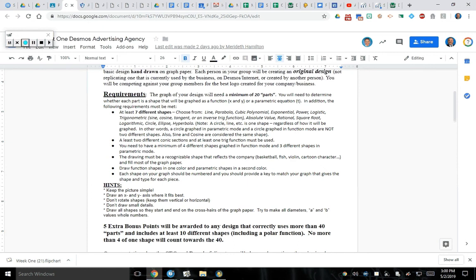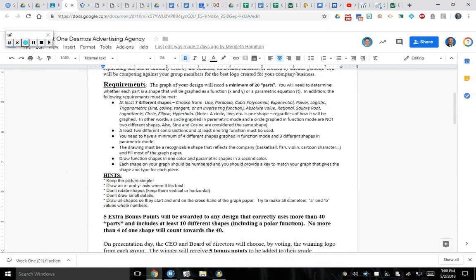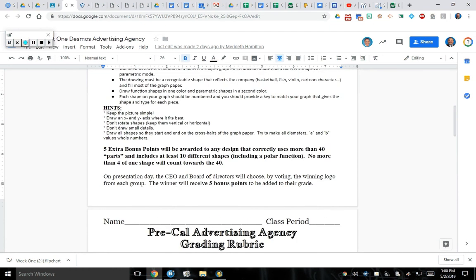Each shape on your graph should be numbered, and you should provide a key to match the graph that gives the shape and the type for each piece. We're going to keep the picture simple, and I'm going to show you an example here in just a bit. Guys, draw the X and Y axis where it fits best, and then don't rotate shapes.